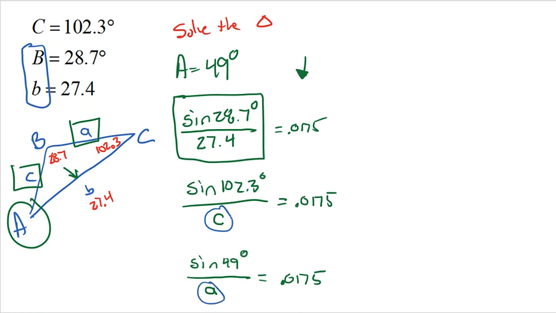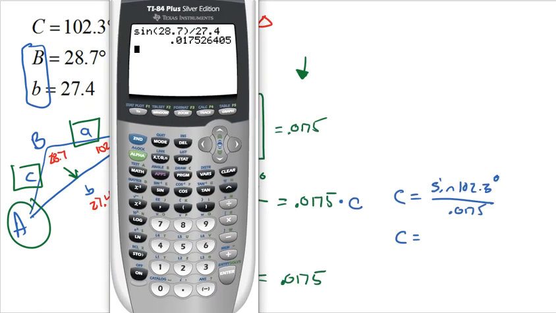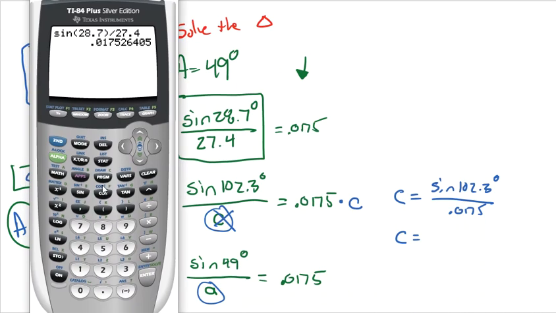All right, so what I'm going to do is multiply the c over to here, and then c is going to equal, because now I have to solve for little c after I multiply it up. When you multiply, it cancels out down here. So I'm going to take sine of 102.3 degrees and divide by that ratio, 0.0175, to solve for little c. Now, watch how I do this on my calculator, because I want to be super accurate. So just pay attention to how I type this in.